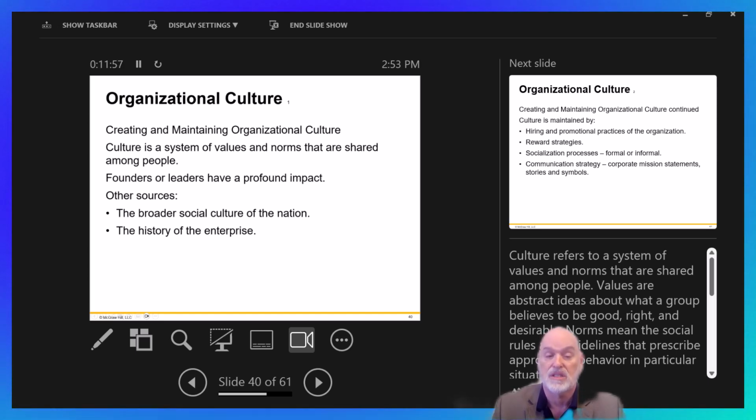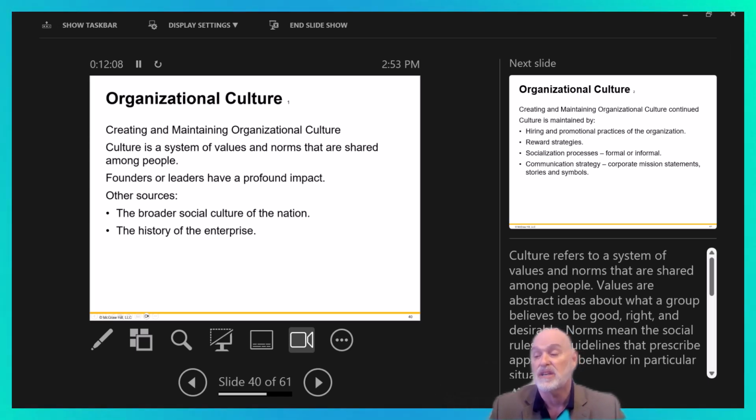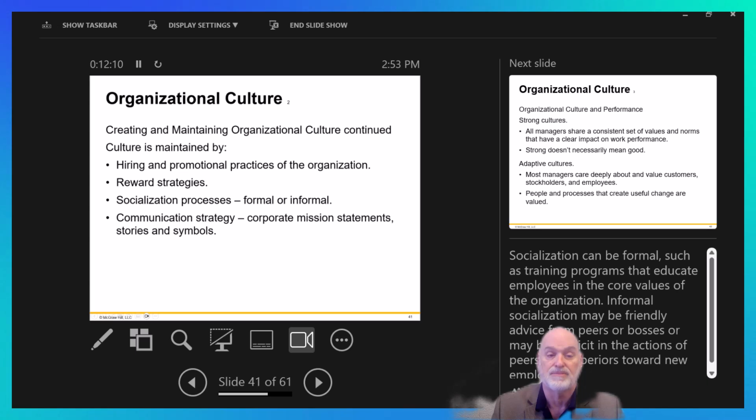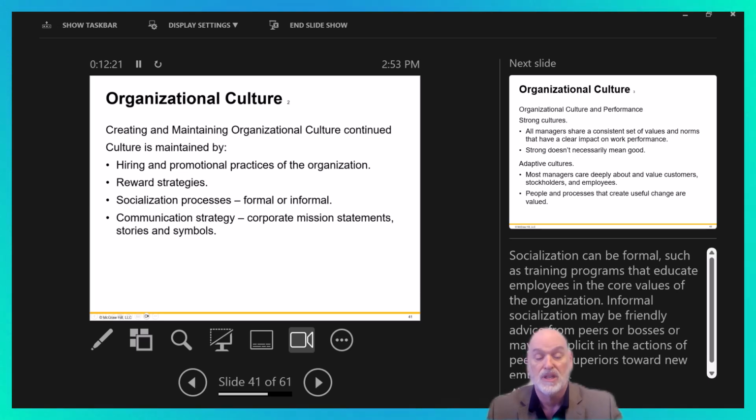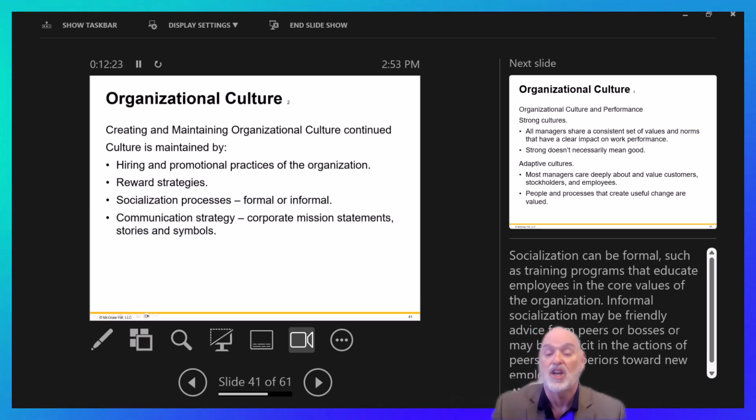Creating and maintaining organizational culture. Well, culture is a system of values and norms that are shared among people. Founders or leaders have a profound impact. Other sources include the broader social culture of the nation and also the history of the enterprise. Culture is maintained by hiring and promotional practices of the organization, reward strategies, socialization processes, either formal or informal, and the communication strategy, corporate mission statements, stories, and symbols.